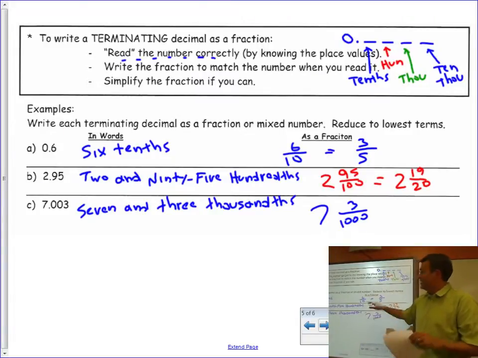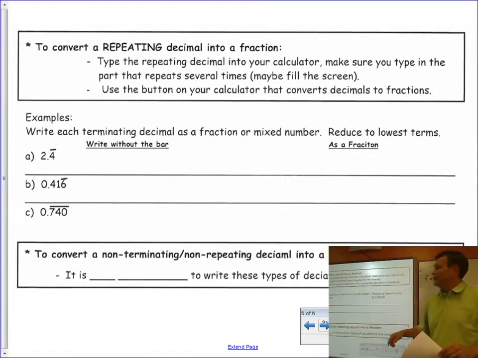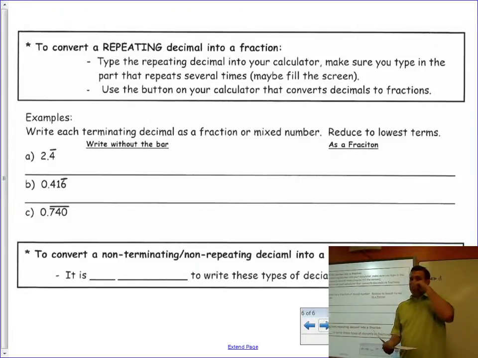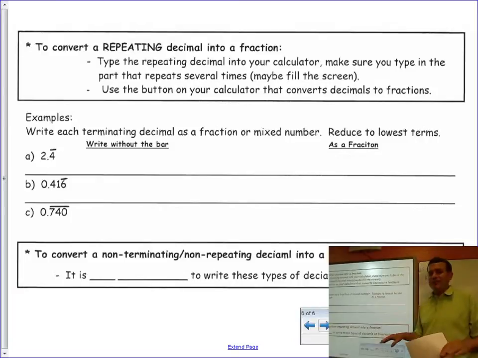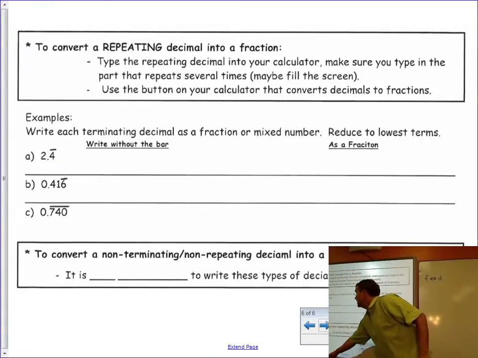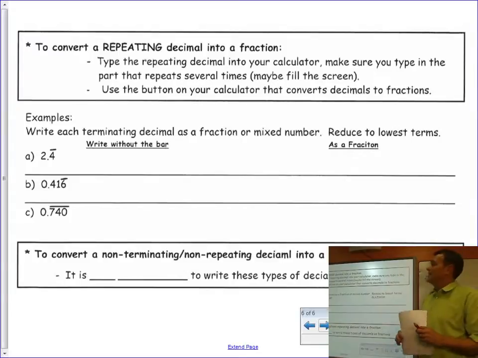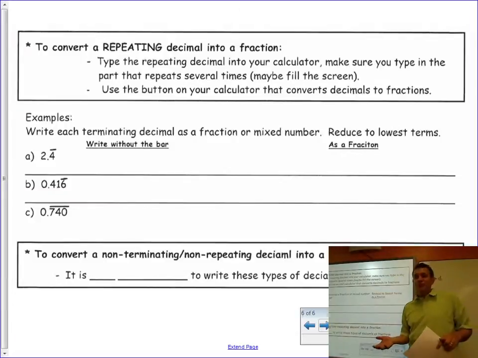All right. Let's look at, instead of terminating decimals, what happens when we have a repeating decimal. Well, again, we're going to use our calculators for this. There is a cool process to do this by hand, but I'm going to let you use your calculators, so you might just need to learn how to use a key on your calculator. To convert a repeating decimal, type the repeating decimal into your calculator. And make sure that when you type it in, you type in the part that repeats several times, 3, 4, 5 times. Maybe go all the way across your screen.